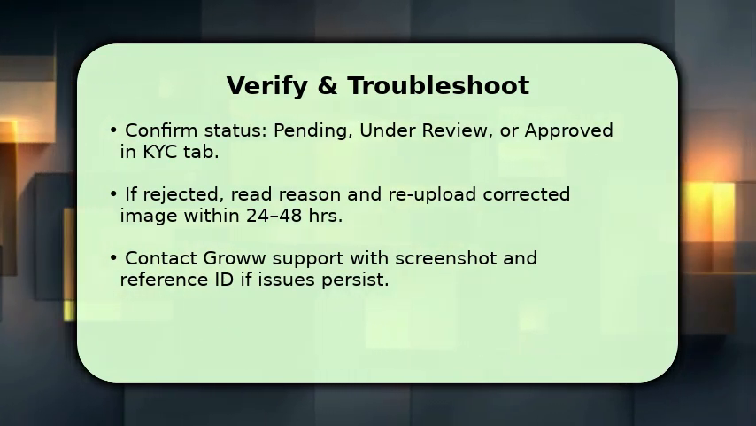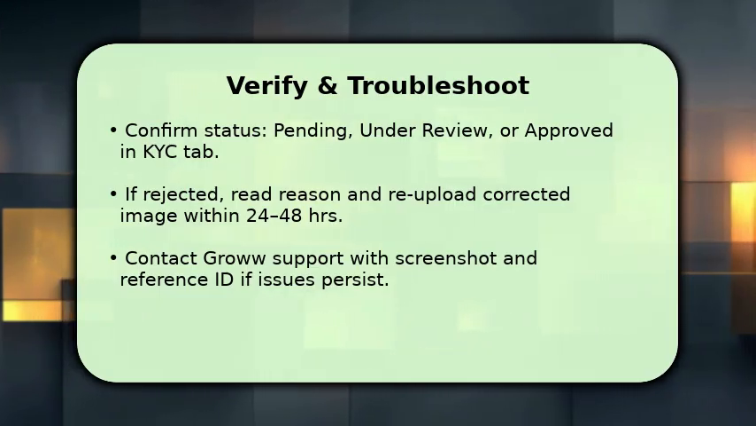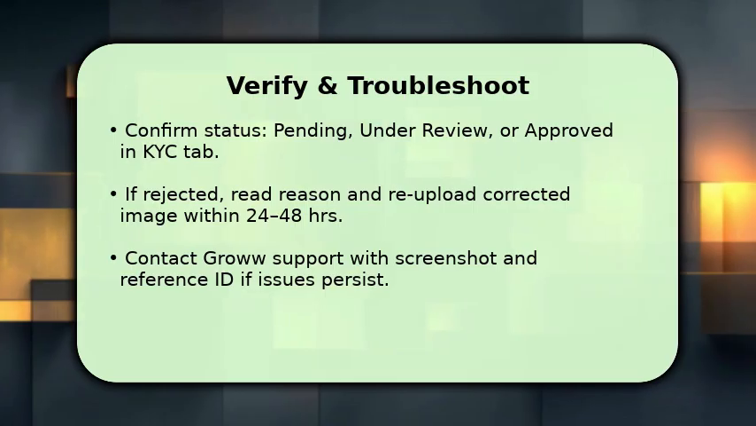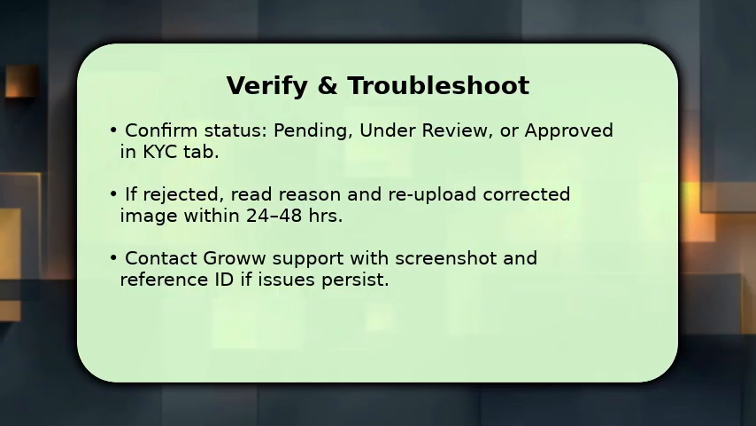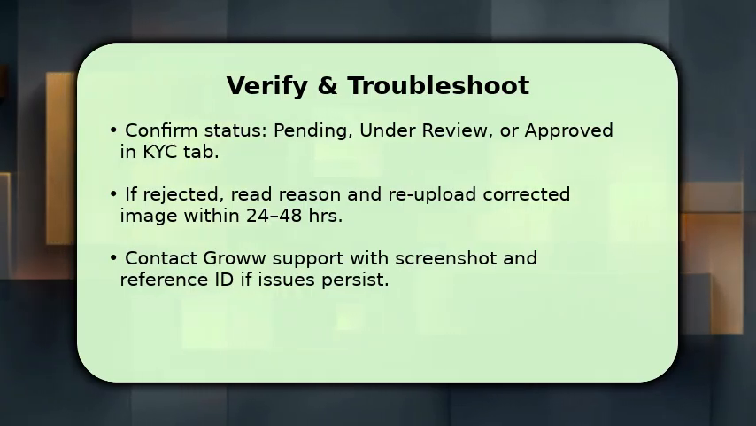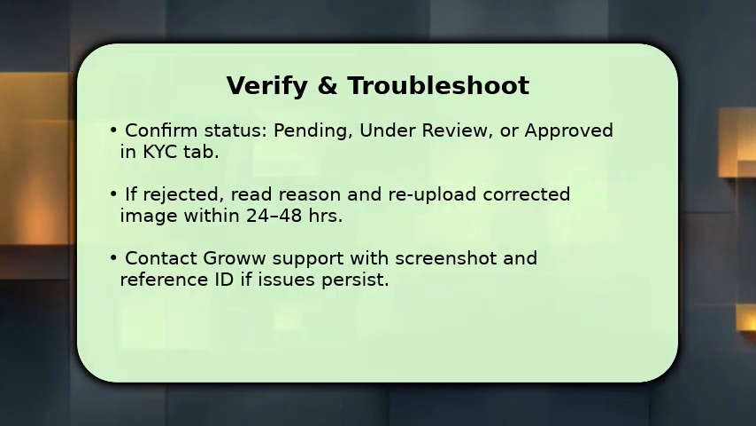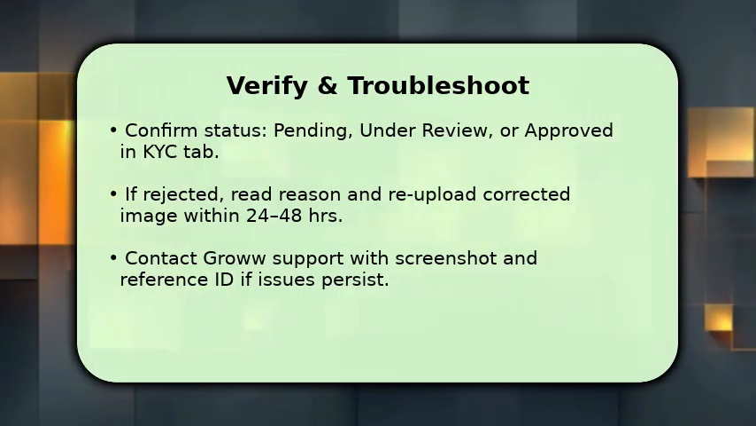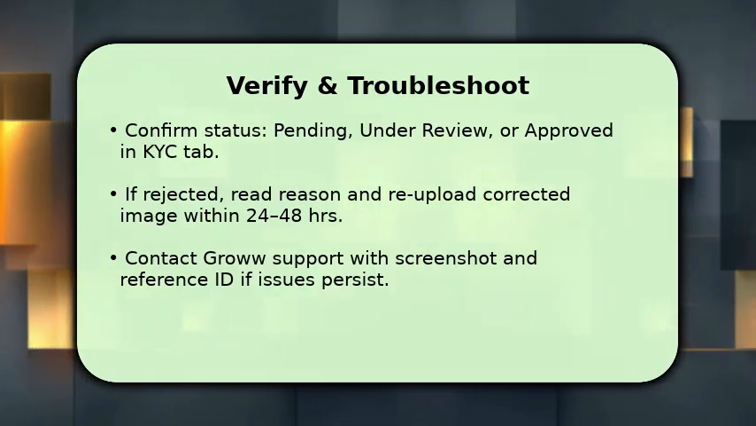Once done, note any rejection reason carefully and re-upload with corrections, because common problems are glare, cropped edges, or mismatched names. If status stalls or you get repeated rejections, make sure your app is updated and retry. Then contact Groww support with a screenshot and reference ID. This helps them verify faster and prevents delays. Addressing the exact reason is the quickest path to approval.